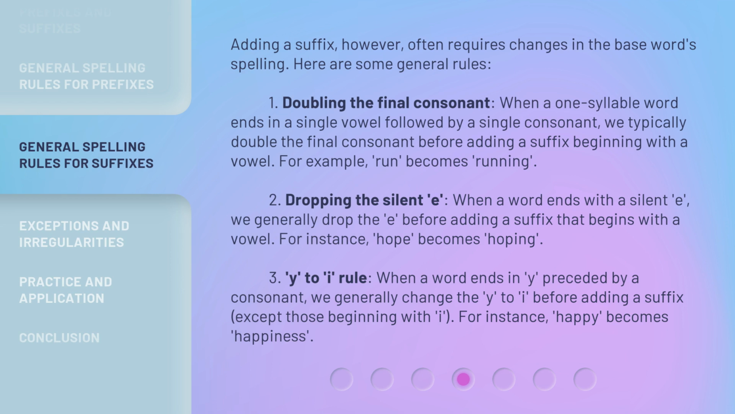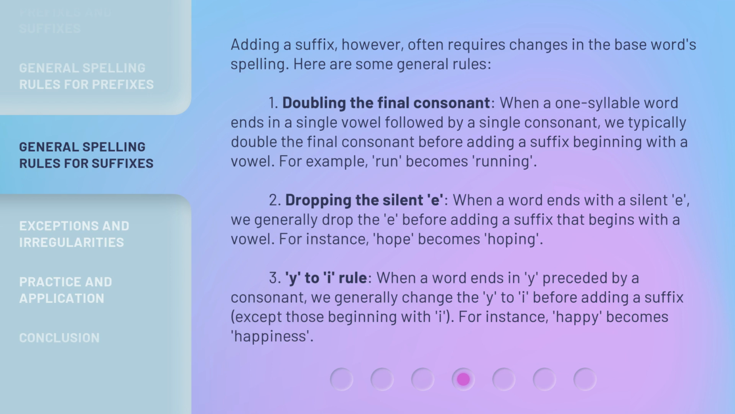2. Dropping the silent e. When a word ends with a silent e, we generally drop the e before adding a suffix that begins with a vowel. For instance, hope becomes hoping.